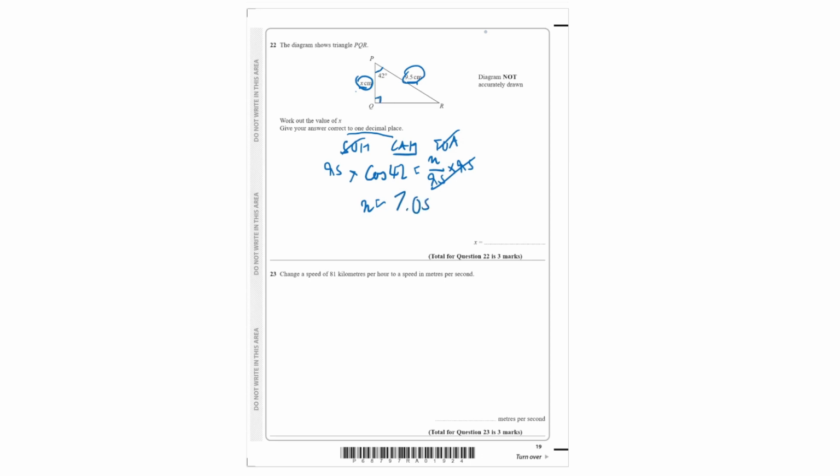7.05, and since we have to write to one decimal place, we simply look at the value after, which is 5. Since 1, 2, 3, 4, we round down, 5, 6, 7, 8, 9, we round up. 5 means we round up, so we have x is equal to 7.1 centimeters.